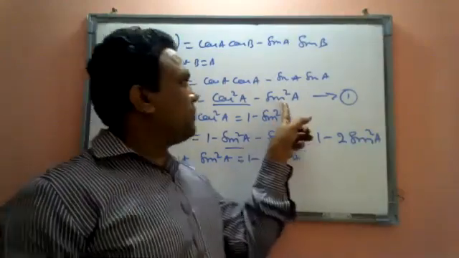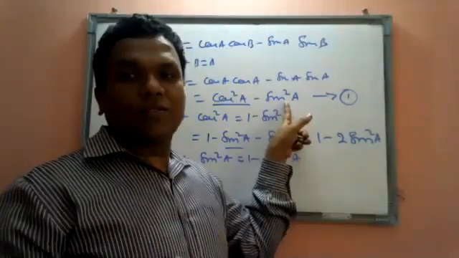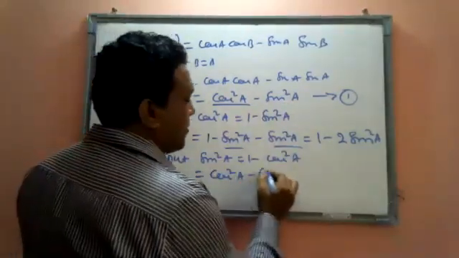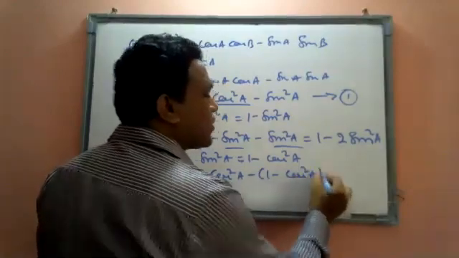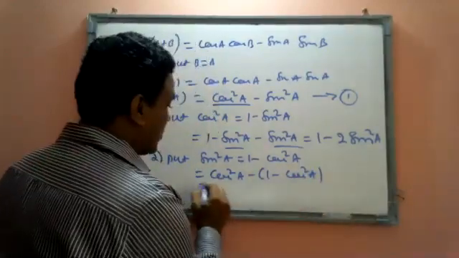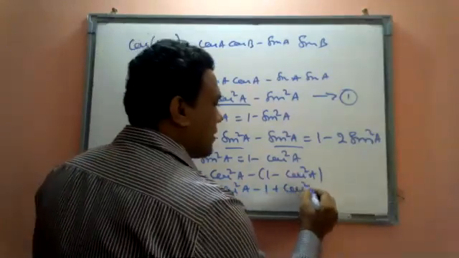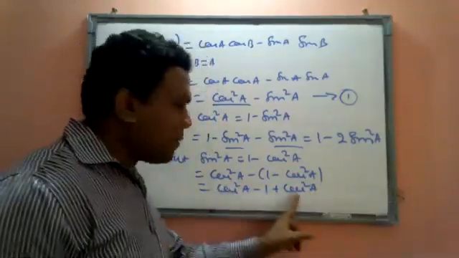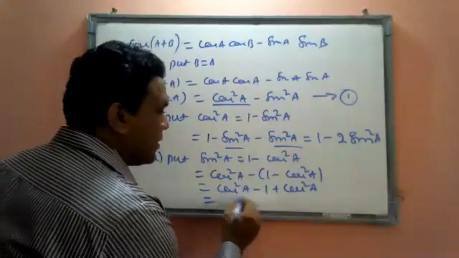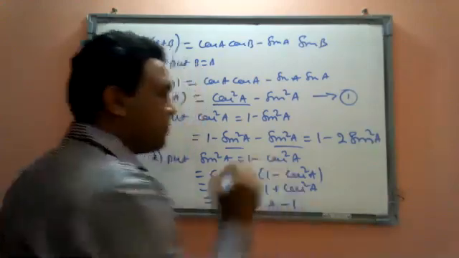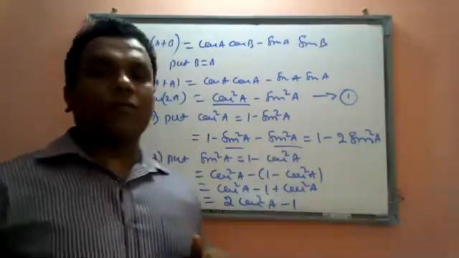This time, replace sin square a equal to 1 minus cos square a. So what happens to this formula now? This will become cos square a minus of 1 minus cos square a. Multiply the minus sign. So this will become cos square a minus 1 plus cos square a. Cos square a plus cos square a, that will become 2 cos square a minus 1. The third formula for cos 2a.